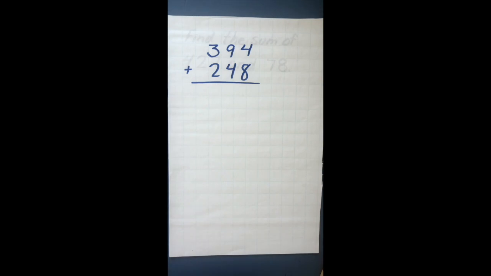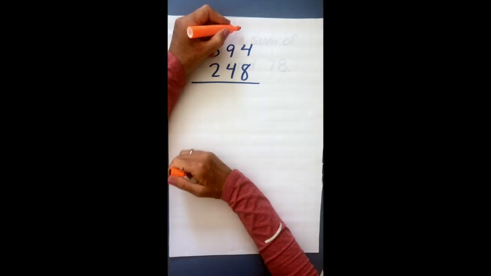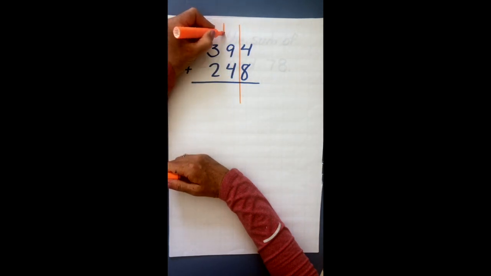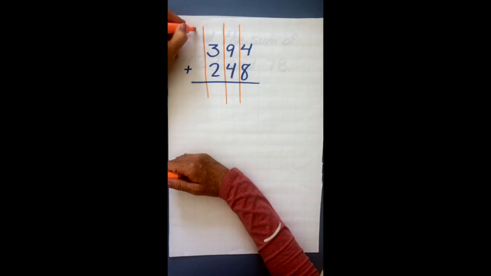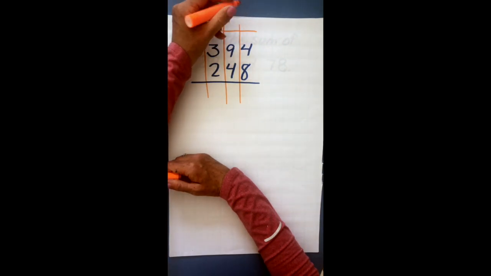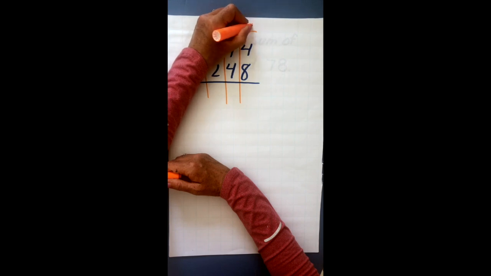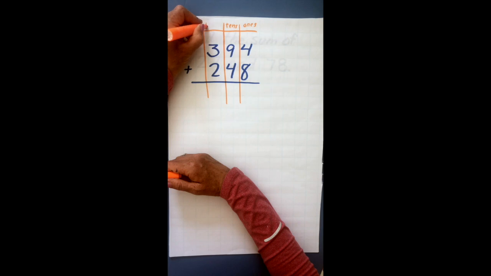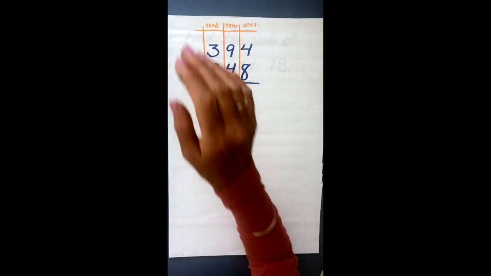All right, when I do a problem like this, the first thing I like to do is make a place value chart. So I'm going to make a place value chart. And then I know these are the ones, these are the tens, and these are the hundreds. And I'm just going to put hundreds, okay? And I always start in the ones place first.